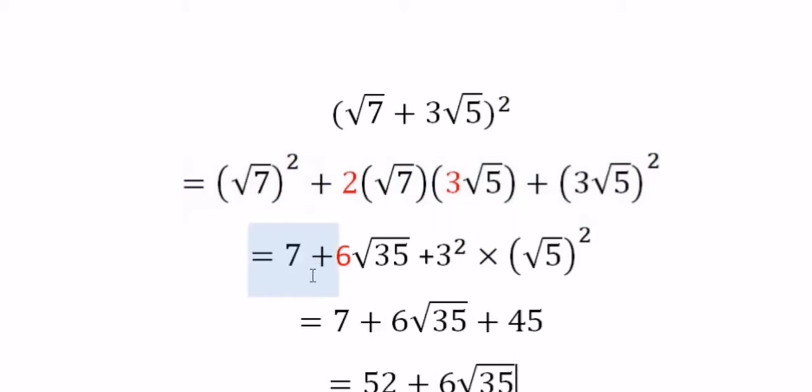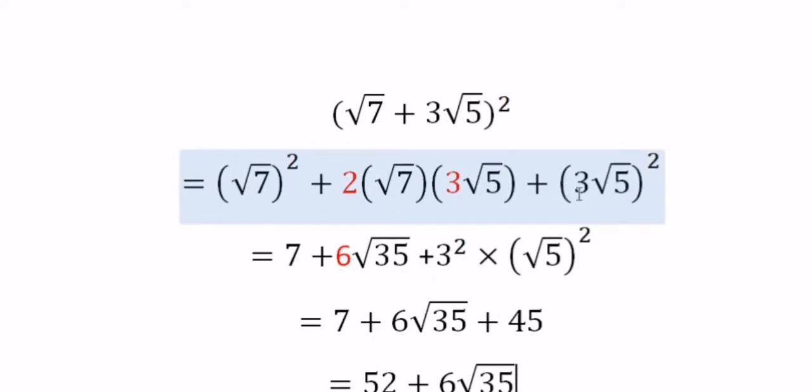Radical 7 all squared is 7, and here we have 2ab. This is one part, one answer, okay? Numbers outside the radical multiplied by the numbers outside the radical, thus getting 6. And as we know, when multiplying radicals, the number inside the radical is multiplied by the number under the radical in order to get 35.